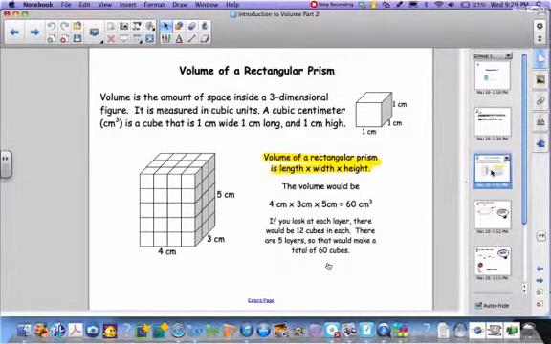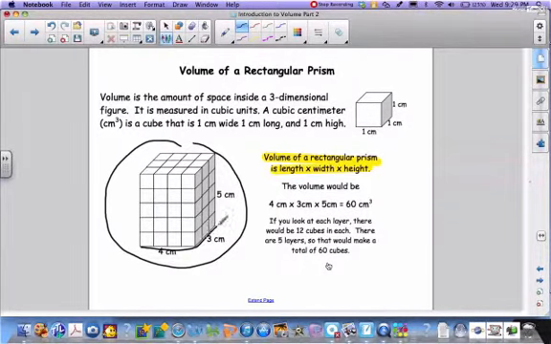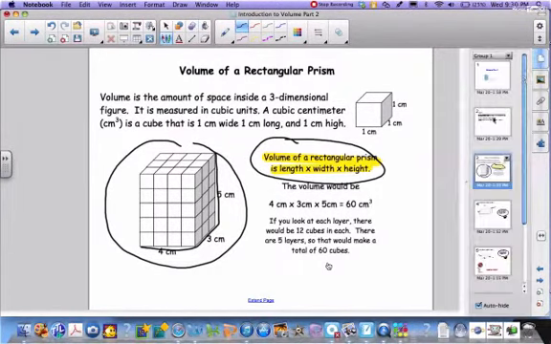So remember, volume is the amount of space inside a three-dimensional figure. It's measured in cubic units, okay? So you can see a rectangular prism here. It's three-dimensional because it has length, width, and height. And you want to know how many cubic units will fit in. So you could think, how many of these little cubic units could you stuff into this rectangular prism without any overlapping? And you're always going to do length times width times height to find the volume of a rectangular prism.